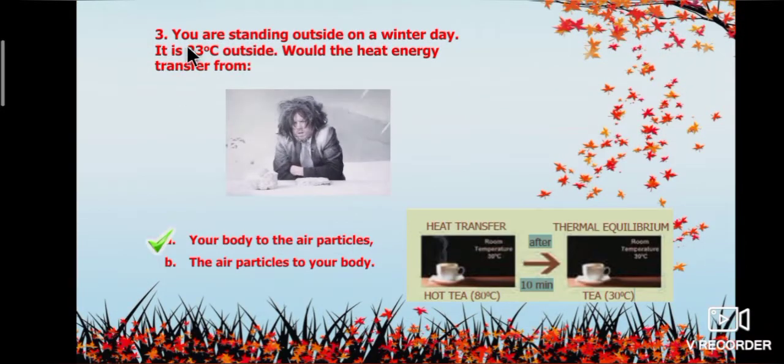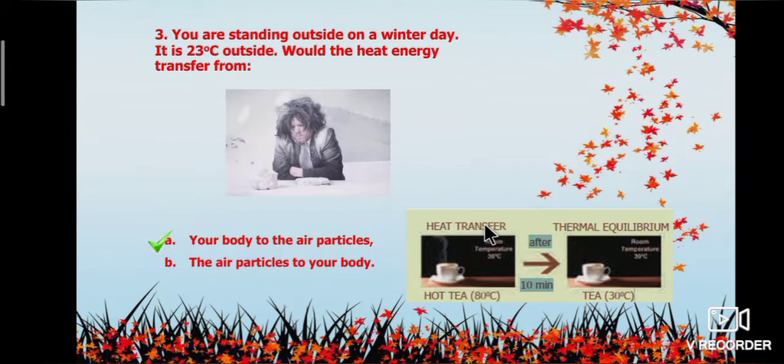Third question. You are standing outside on a winter day. It's 23 degrees Celsius outside. Would the heat energy transfer from your body to the air particles or from the air particles to your body? The answer is that the heat energy transfers from your body to the air particles.